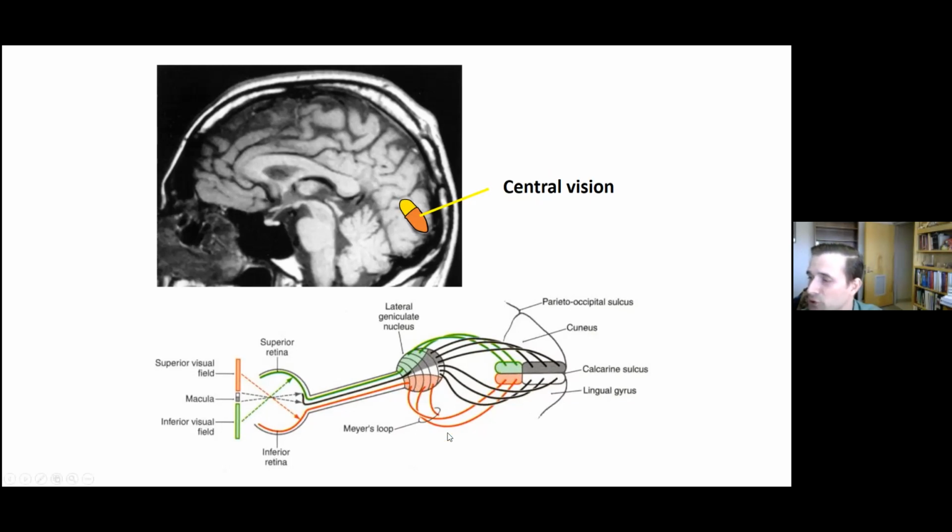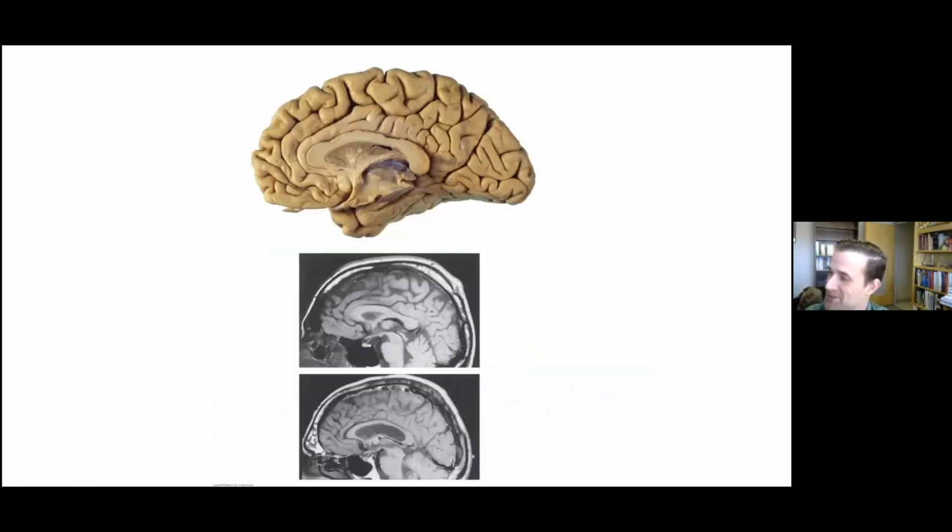The Meyer loop is representing these more inferior fibers in the optic radiations. These were named after my great ancestor long ago. I'm just kidding. I don't know who the guy is, but his name is spelled like mine.